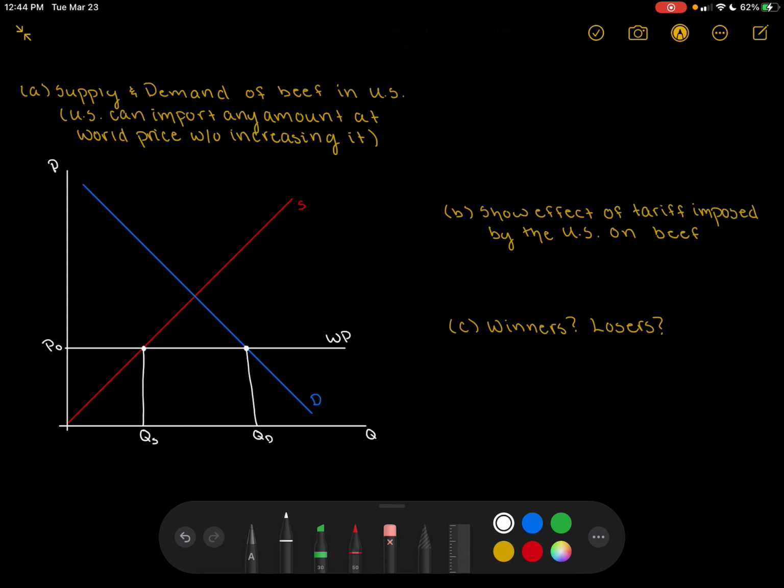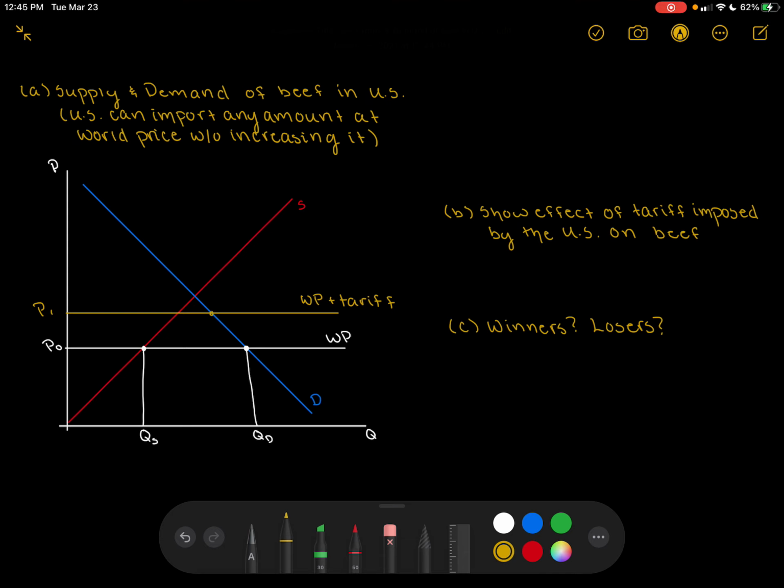Now let's suppose that the United States imposes a tariff on beef. So that means that imports on beef are going to be charged this tariff, which means the price is going to increase by some amount. So now we're sitting at P1, and this is equal to the world price plus whatever tariff is being charged.